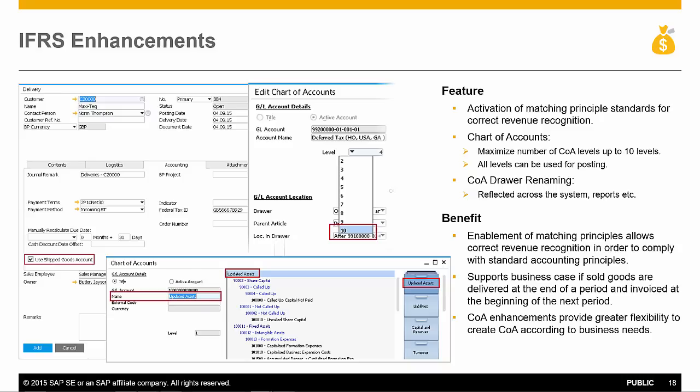Enabling matching principles allows correct revenue recognition in order to comply with standard accounting principles. For example, it supports a business case if sold goods are delivered at the end of a period and invoiced at the beginning of the next period. And enhancements to the chart of accounts provide greater flexibility to create a chart of accounts according to relevant business needs.